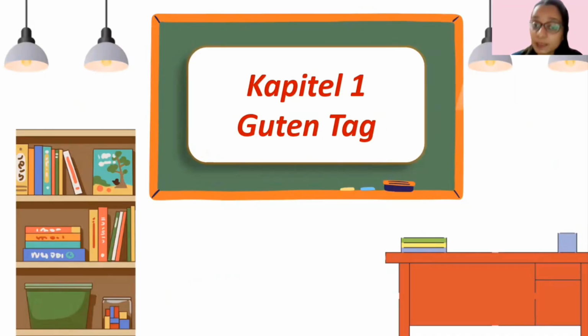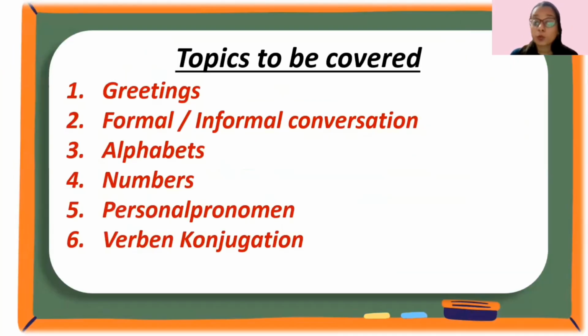Guten Tag. So the name of the chapter is Guten Tag. Guten Tag means good day. Guten Tag also means good afternoon. So let's start with chapter number 1 of A1 level. Which topics do we have to cover? First is greetings, formal and informal conversation, alphabets, numbers, Personalpronomen, Verb and Conjugation. These are our main topics which we have to cover in chapter number 1.